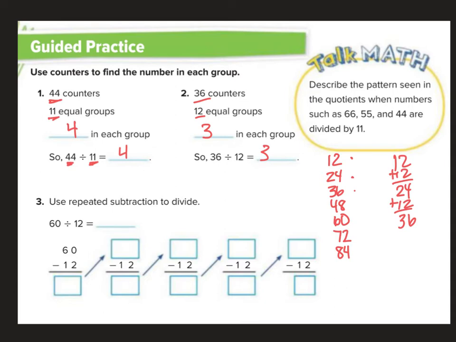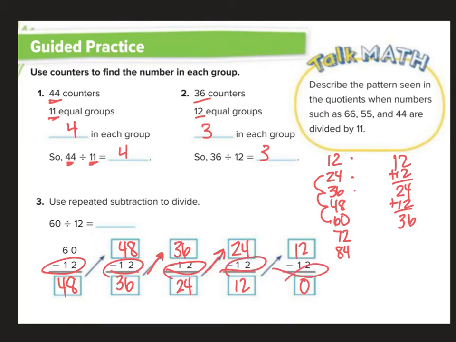I mean, we can always use repeated subtraction, right? 60 minus 12 is 48. Bring it up. 48 minus 12 is 36. Bring it up. 36 at the top. 36 minus 12 is 24. Bring it up. 24 minus 12 is 12. Bring it up. 12 minus 12 is 0. So how many 12s did I subtract here? 1, 2, 3, 4, 5. I subtracted 5 12s. So 60 divided by 12 is 5.